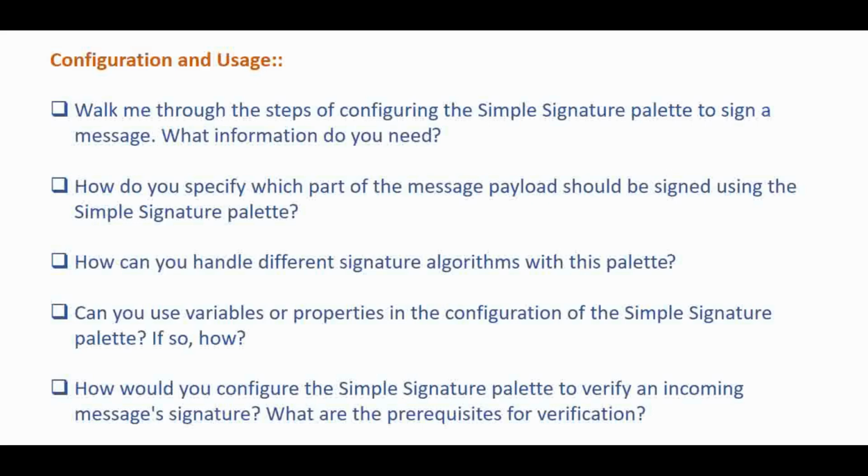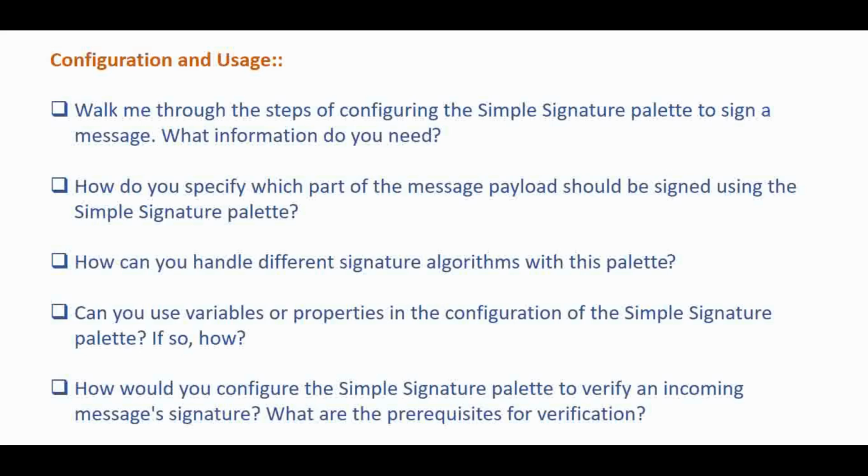There is an option where you can use part of the message for a signature also. I give it to you as a thought process, so you can think of how you can create a signature on a particular portion of your message, right? Then how do you handle the different signature algorithm in the palette? So you can refer back to the key store creations.